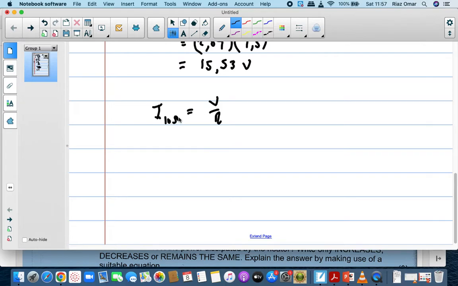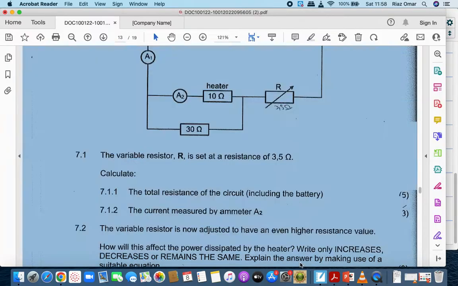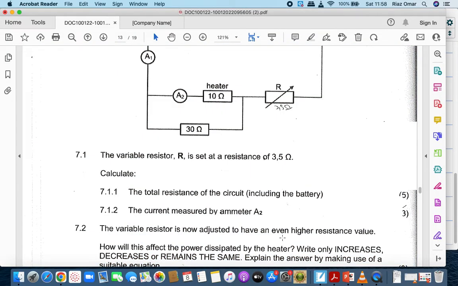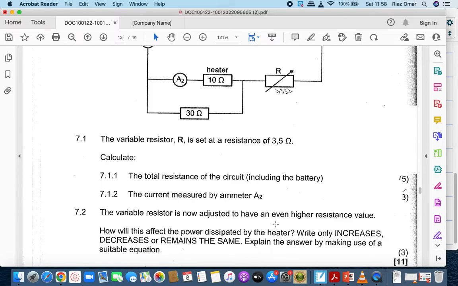For the 10 ohm resistor, the voltage is 15,53. We just worked it out in the sum before, and the resistance will be the 10 ohm resistor. So if we calculate 15,5 divided by 10, we get 1,55 amperes. So that will be the answer that we are looking for. The current through the ammeter will be 1,55 amperes.